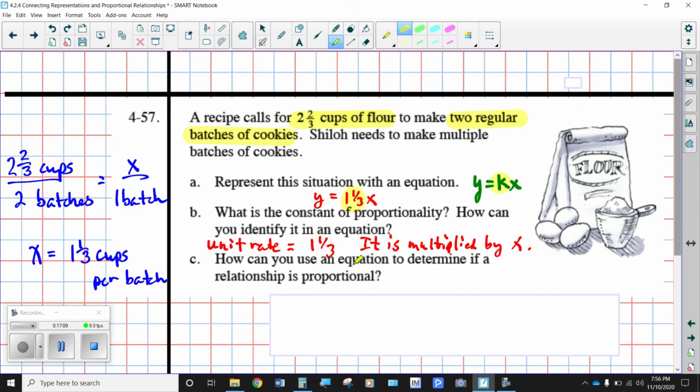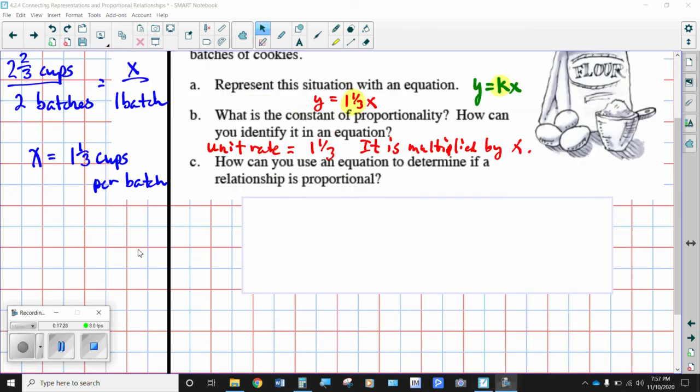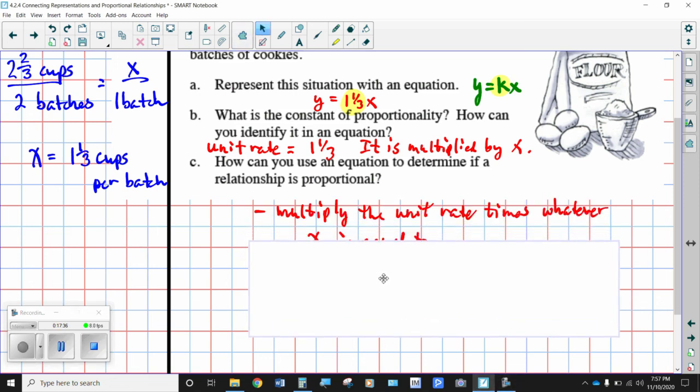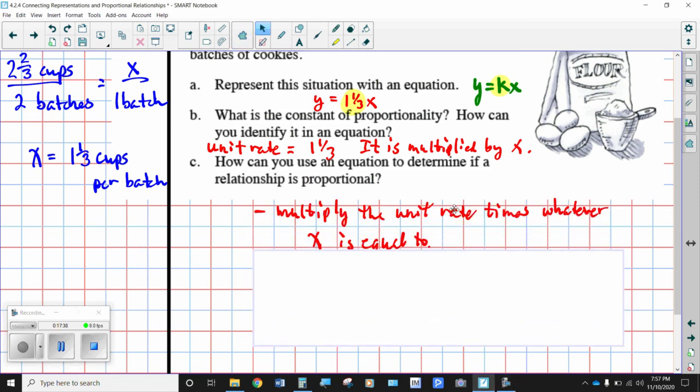So now, how can you use an equation to determine if a relationship is proportional? Why don't you spend a couple of minutes and see if you can figure out how to respond to that, okay? And then write down a little response and see if you get the same thing as me. All right, how can we use an equation to determine if a relationship is proportional? Well, you're going to multiply the unit rate times whatever x is equal to, and that's going to give you your value for y, correct?